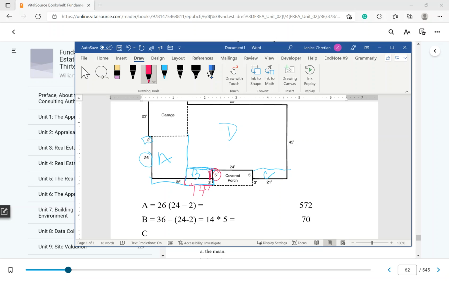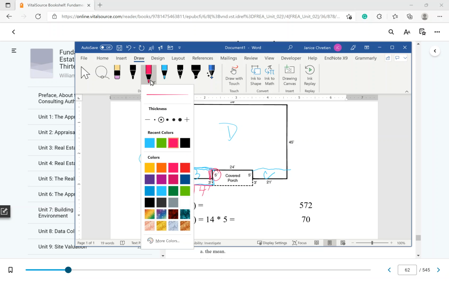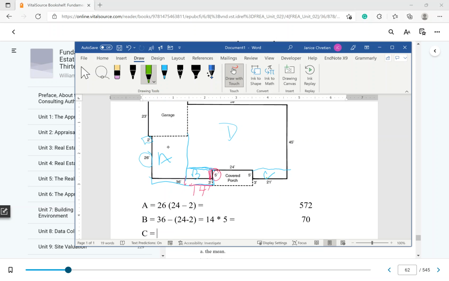C is going to be 21 feet and 5 feet. This one's going to be a little easier. Okay, so we've got 21 times 5, which is 105.